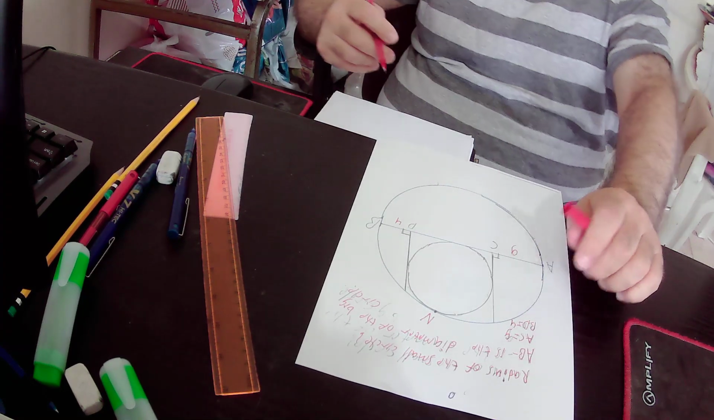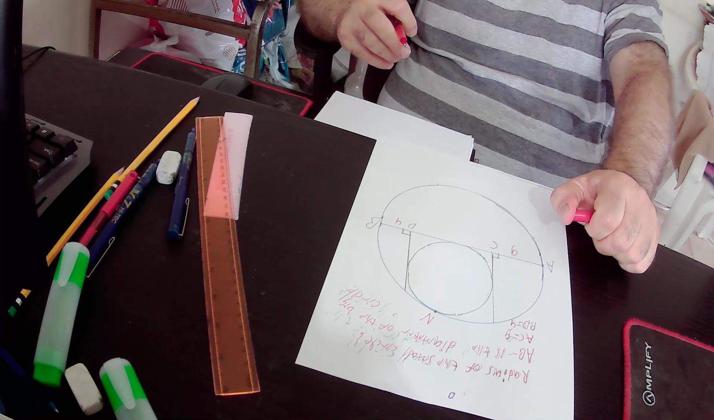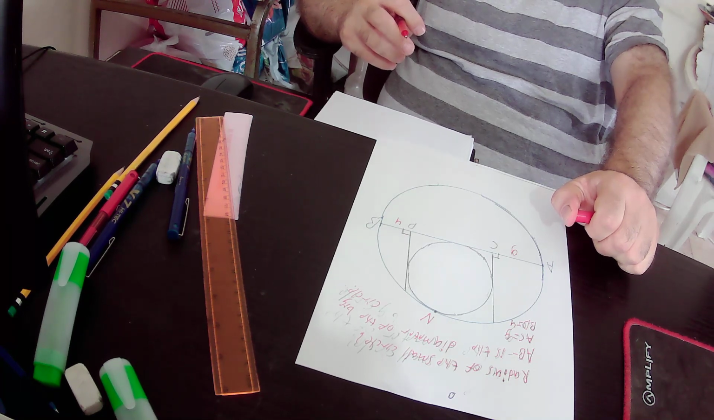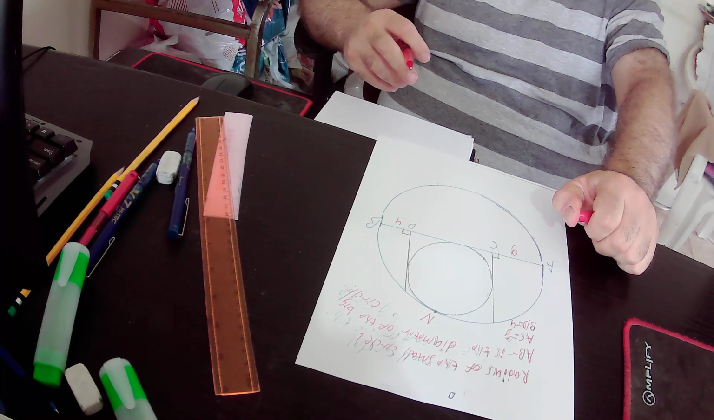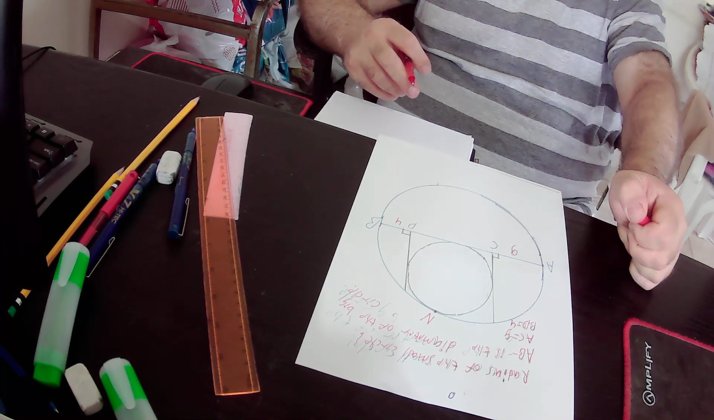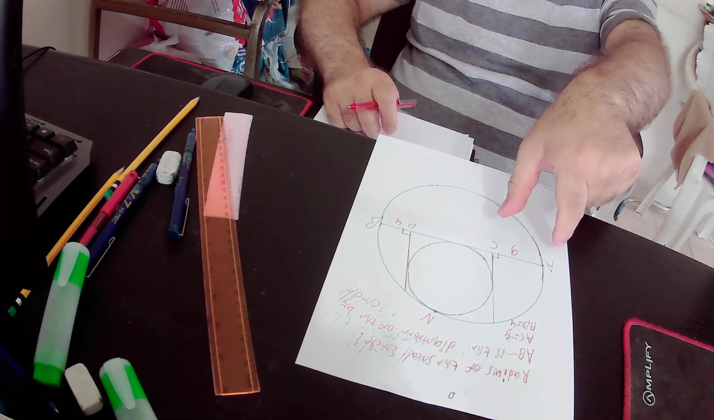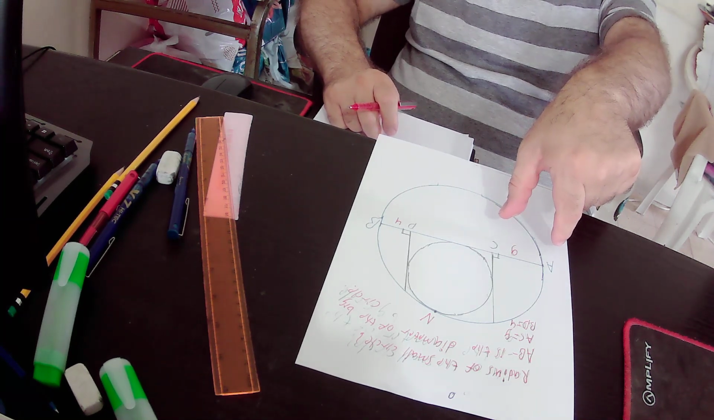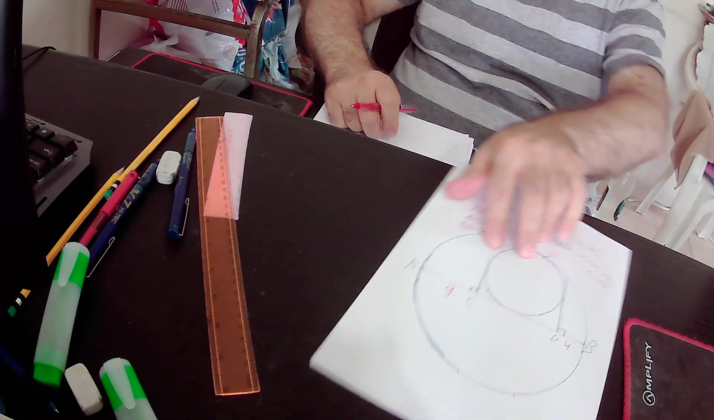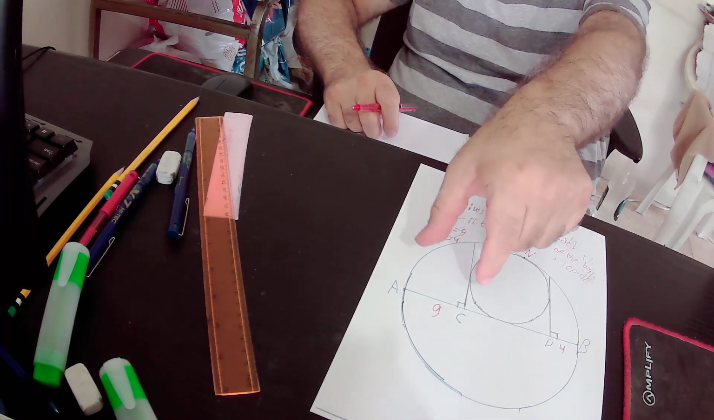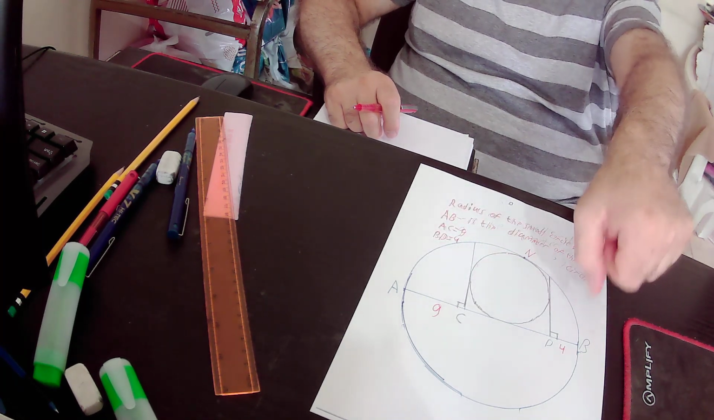Again, point N is the point of contact between those two circles, and we know that AC equals 9 units. AC equals 9 units. BD equals 4 units.